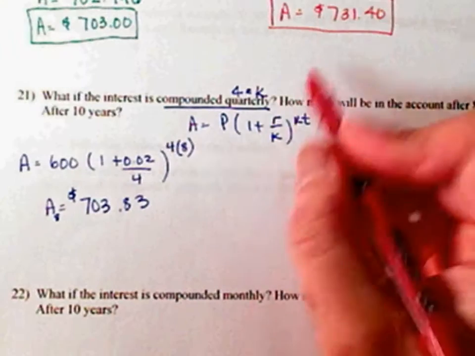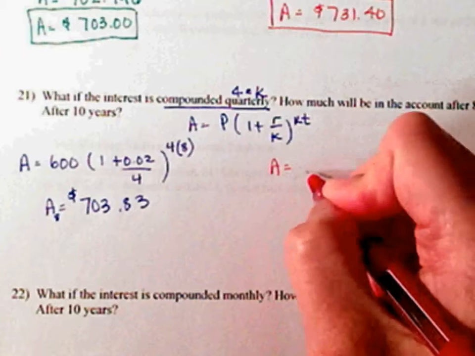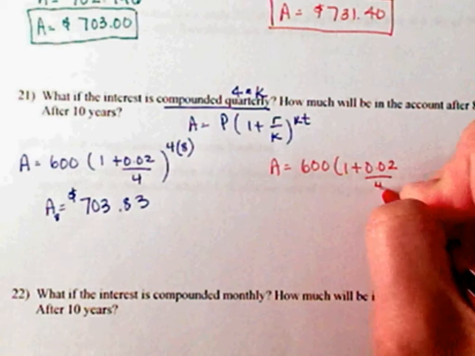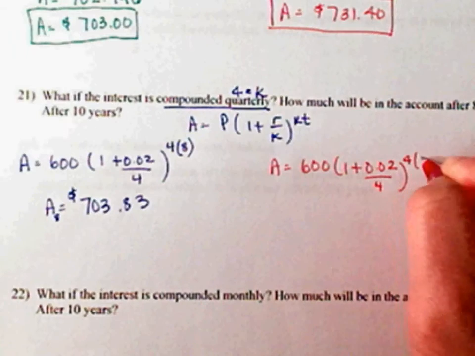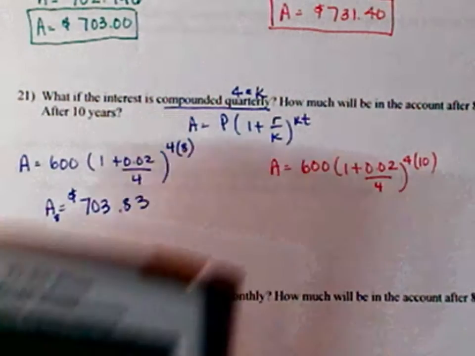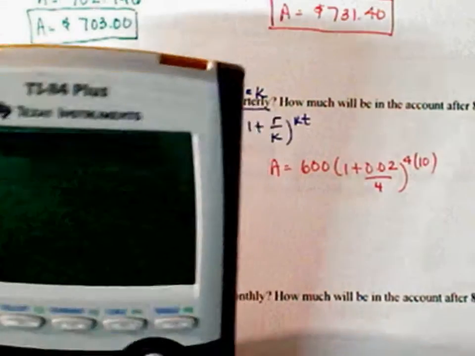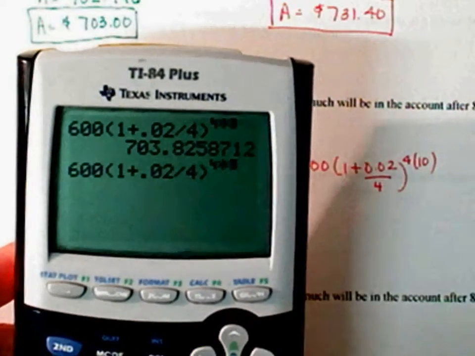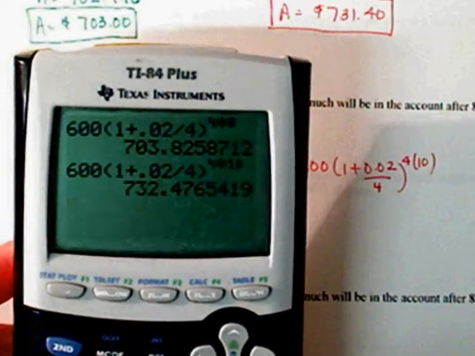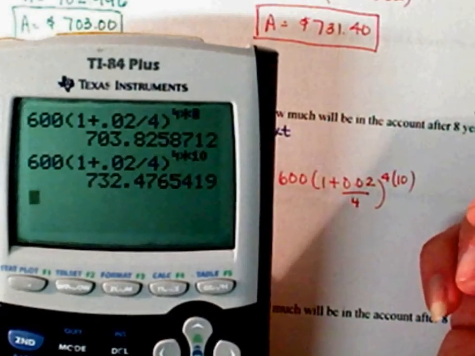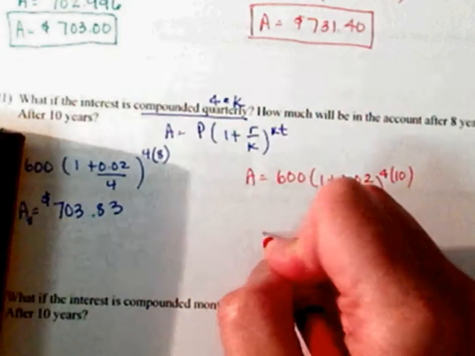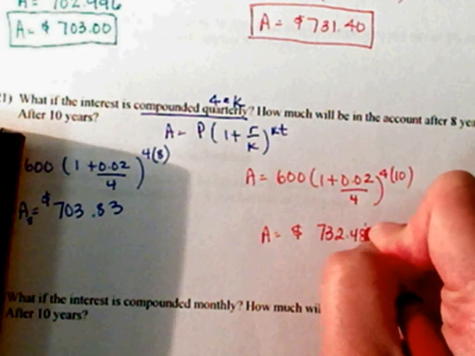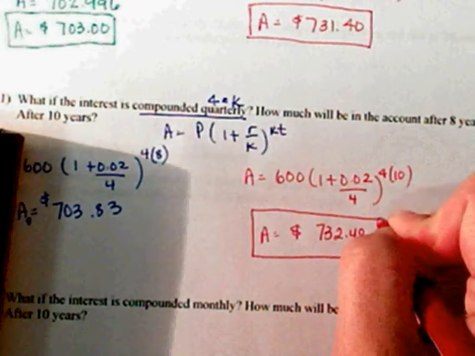You do the same thing. 600, 1 plus 0.02 over 4, and 4 times 10. Same thing. You could even do this. Watch. I just went up there. Instead of 8, I just made that a 10. Okay? $732.48. Don't forget your dollar sign. There you go. All right.